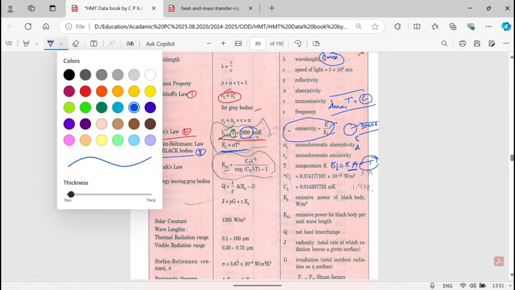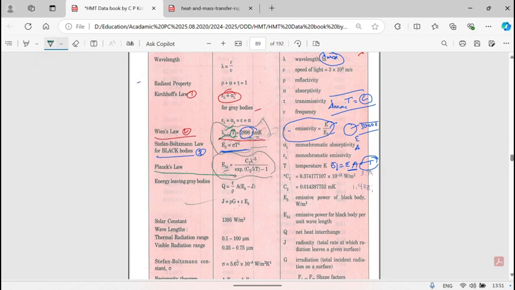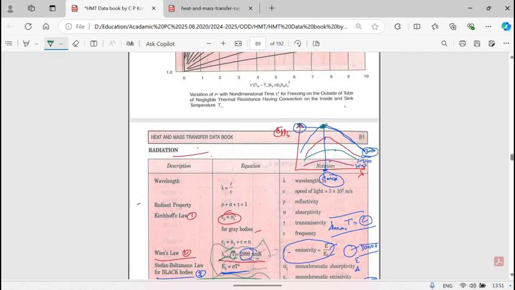The next law is called Planck's law. Planck's law is also used to find the emissive power at a given wavelength. It is not the maximum at a given wavelength. Wien's displacement law deals with the maximum emissive power, that is, the wavelength at the maximum emissive power. But in Planck's law, for a particular wavelength at a given temperature, what is the emissive power? This can be calculated with the help of Planck's law.